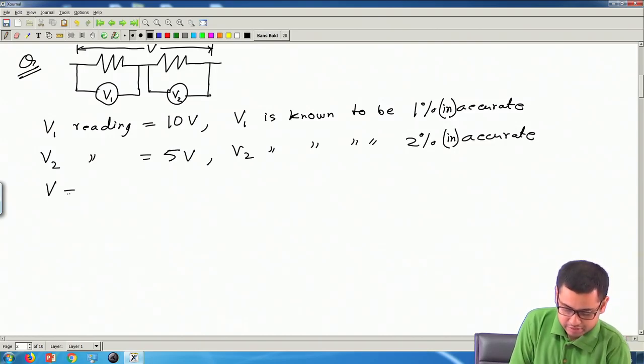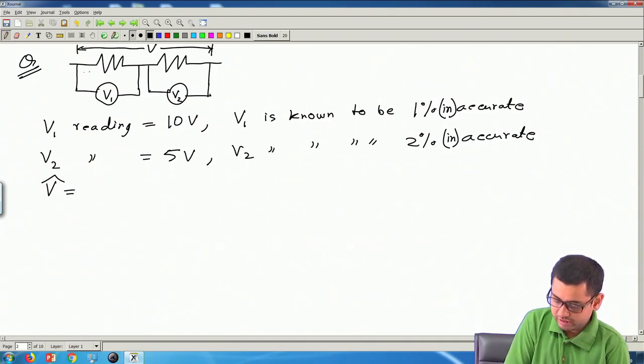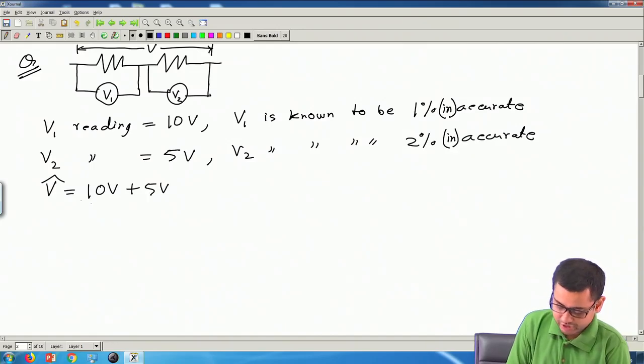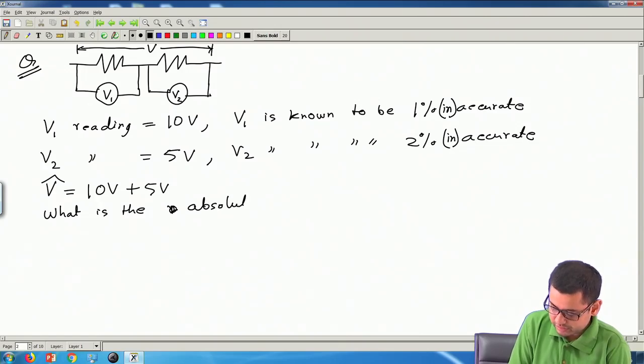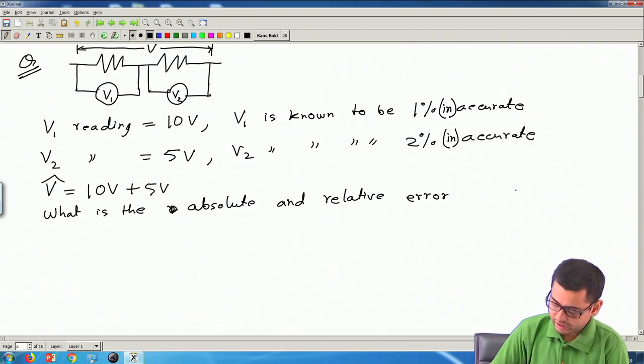V. So, we can estimate this as V1 plus V2, two voltages in series. So, that is 10 volt plus 5 volt. Okay. So, this is the estimated value of the total voltage V. Okay. And now we will ask what is the error, or say relative error, or say we will compute both absolute and relative error, okay, in the value of V.